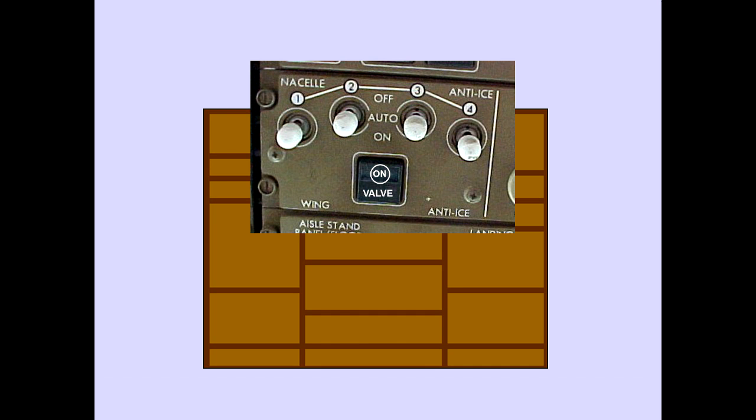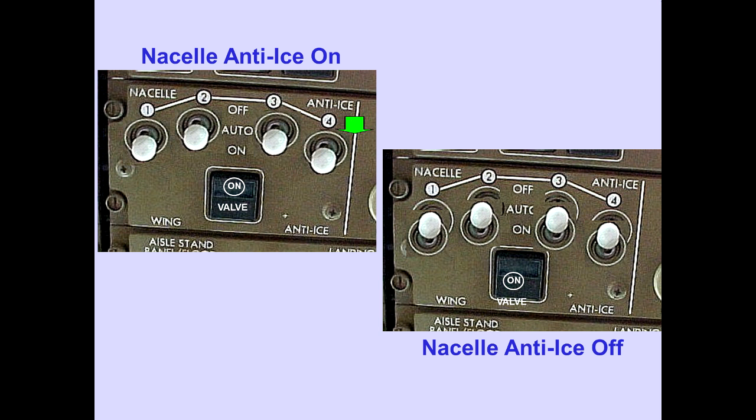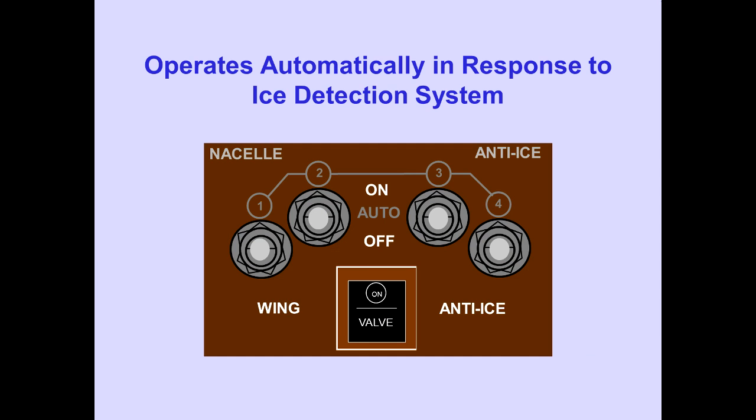The nacelle wing anti-ice control panel is located on the overhead panel. A 3-position nacelle anti-ice switch is provided for each engine. With a switch on, the nacelle anti-ice for the respective engine is on. With a switch off, the nacelle anti-ice for the respective engine is off. With a switch in auto, nacelle anti-ice operates automatically in response to inputs from the ice detection system.